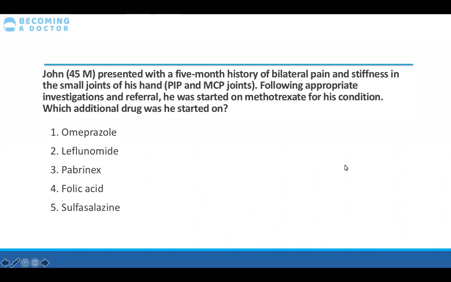So have a go at this and see what you guys think. I'll give you guys about 10, 15 seconds more to answer. This is a bit of a tricky one, so take your time.